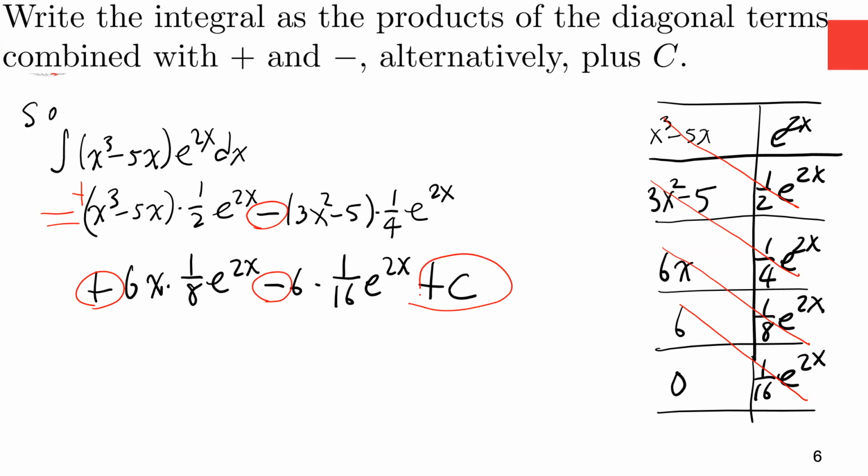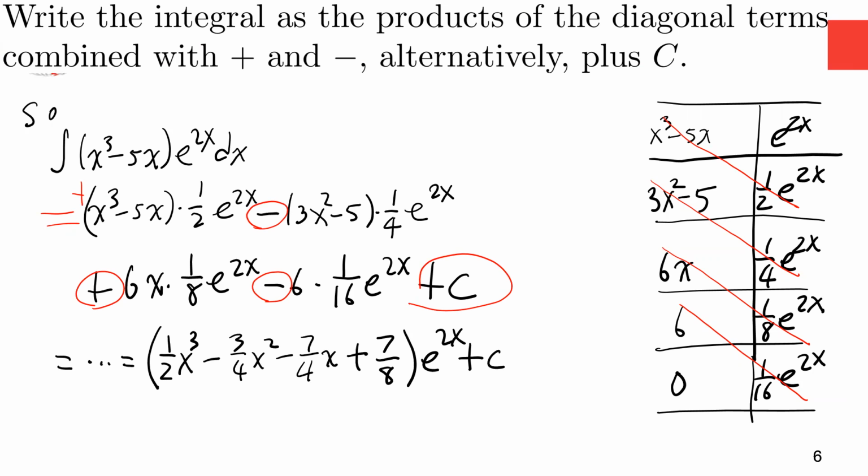This is the combination of those products with appropriate signs, and then we simplify again by factoring e to 2x, and then we combine like terms for the terms inside the parentheses, and this will be the final answer.